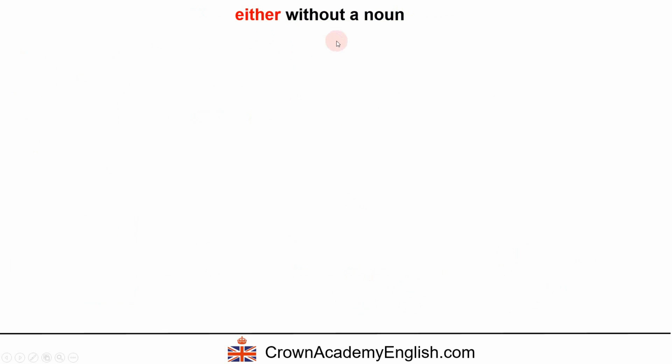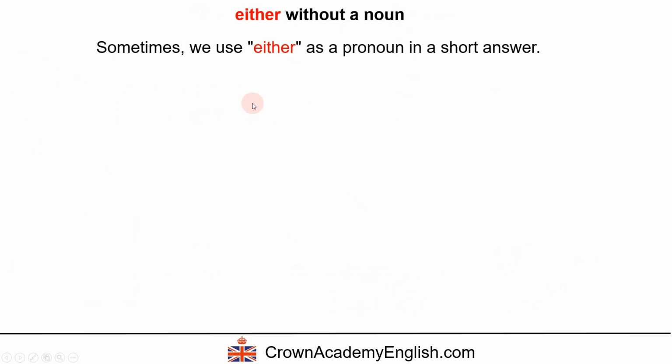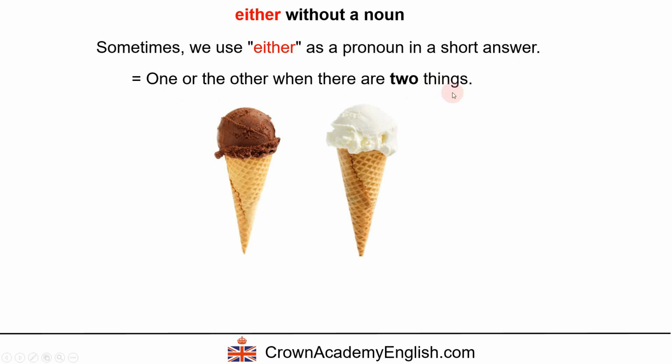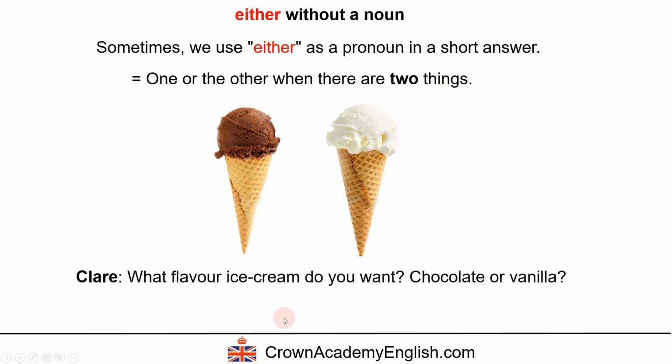We can also say either without a noun. So sometimes we use either as a pronoun in a very short answer. The meaning is the same, one or the other, when there are two things. Same question. What flavour ice cream do you want, chocolate or vanilla? And we can simply reply, I don't mind, either. So here we're saying either without a noun, okay, just by itself. And it just means, I don't mind, I have no preference, okay?